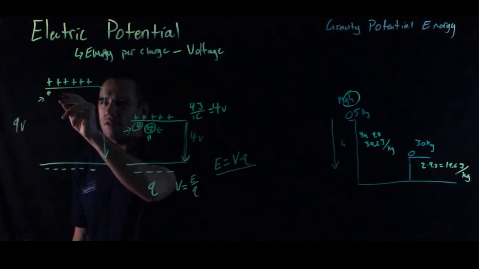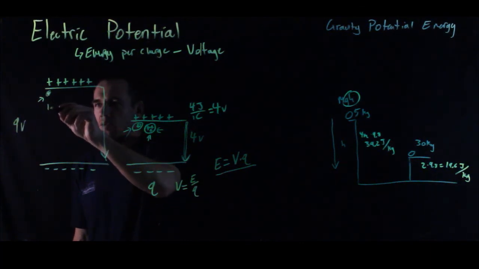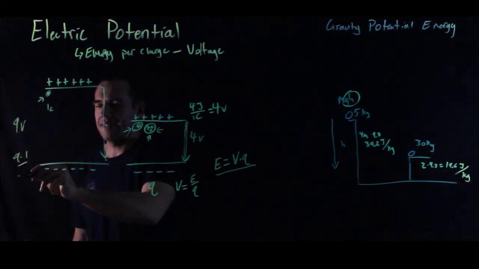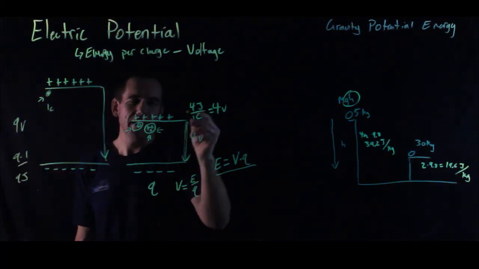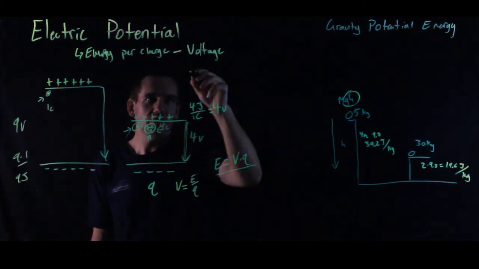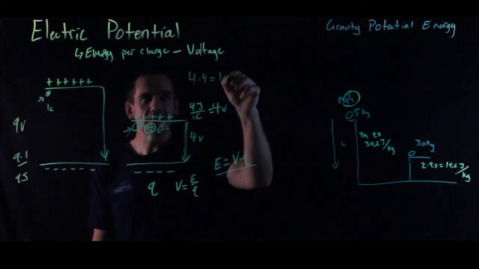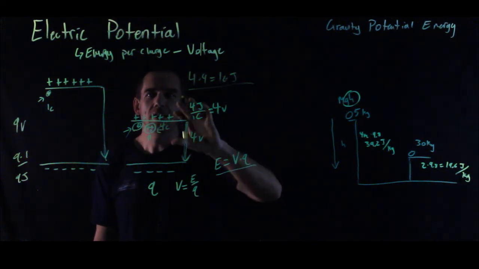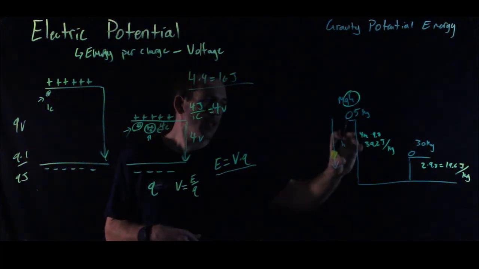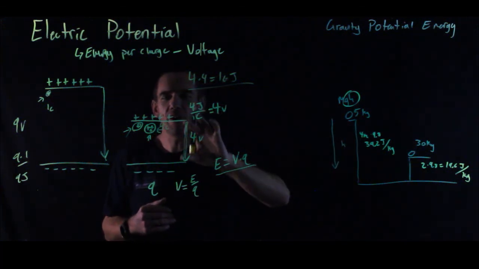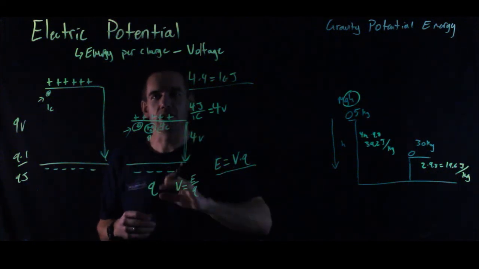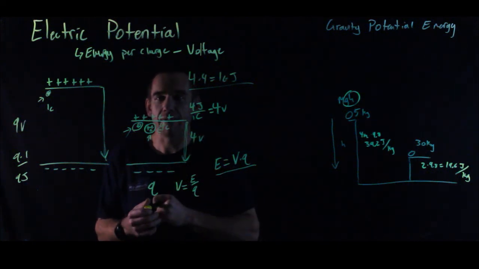And so this little charge, if it's 1 coulomb of charge, it would have 9 times 1 is 9 joules of energy. But if I have a 4 coulomb charge over here, and it's 4 volts of difference, 4 times 4 is 16 joules of energy. And so electric potential difference is energy per unit charge, and it sort of is describing how far a charge can fall through an electric field, so how much potential energy any charge would have in that field.